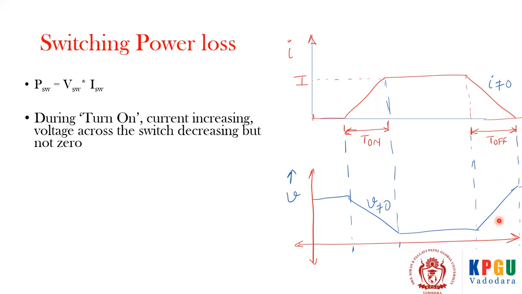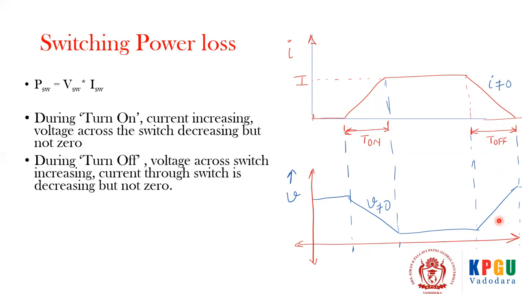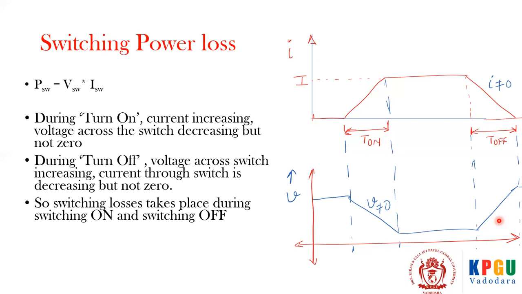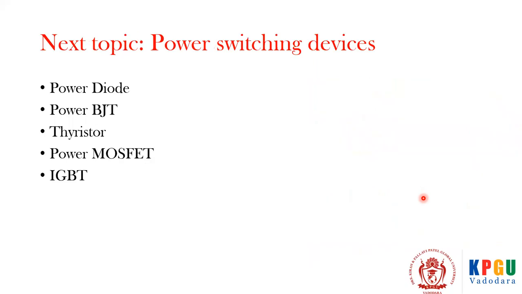During turn on, current is increasing and voltage across the switch is decreasing, but not 0. Similarly, during turn off, voltage across the switch is increasing and current through the switch is decreasing, but not 0. So switching losses take place during switching on and switching off in a practical switch. It depends on the duration, how long it takes to turn on or off. This is one of the very important factors. So for a good switch, this switching power loss should be low.